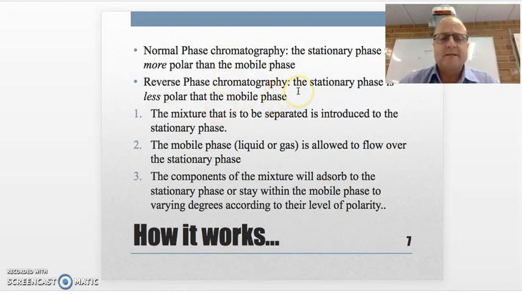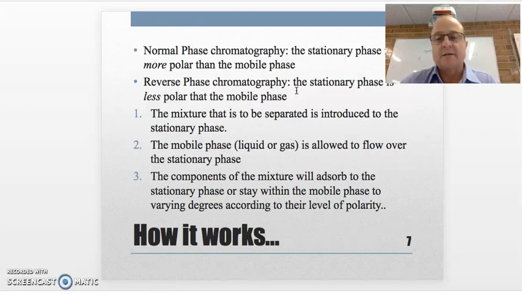So these are the steps within chromatography. The mixture that is to be separated is introduced to the stationary phase. We'll show a little diagram in a minute that will give you a bit more of an idea of what it actually looks like. But we have a stationary phase. Remember, it's a solid substance that the mixture is introduced to. Then the mobile phase is allowed to flow over the stationary phase. So we have a solution, or in some cases it is actually a gas that is the mobile phase.